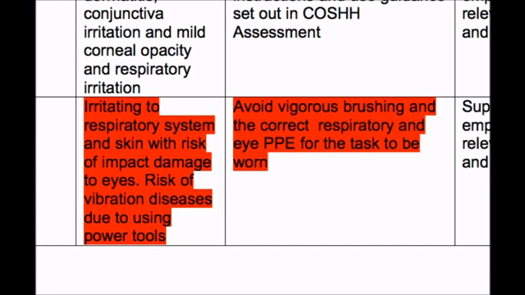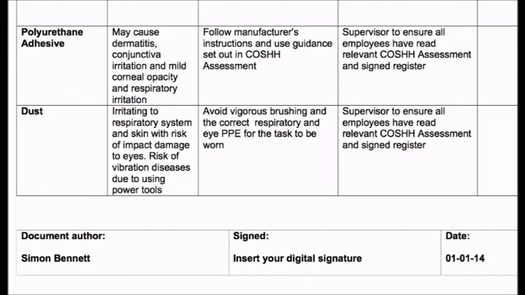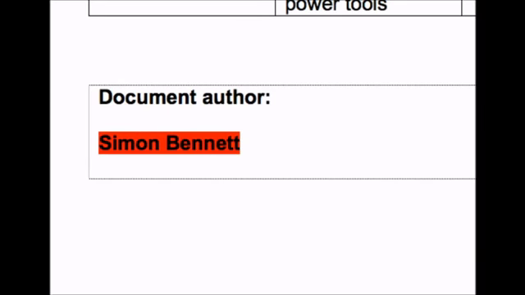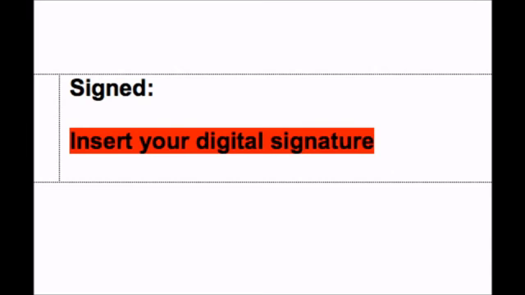Finally, we come to section 4 of this risk assessment. In this section, you simply type your name, sign and date. I'm in favour of using digital signatures on health and safety documents so that I can email signed electronic copies to people.